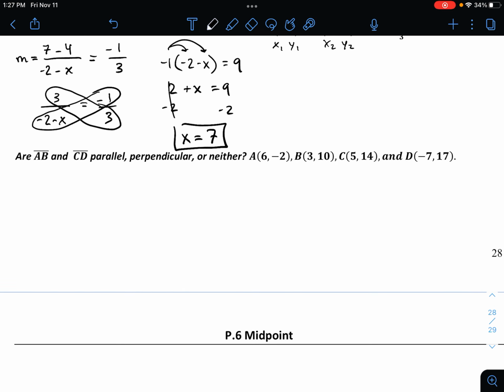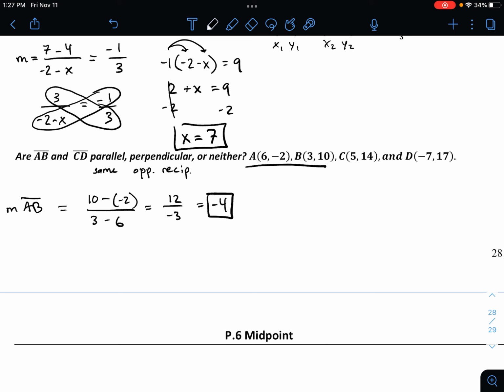All right, the last one, we're asking if AB and CD are parallel, perpendicular, or neither. So I know that if they're parallel, they're going to have the same slope. If they're perpendicular, they're going to have opposite reciprocal slopes. And if they're neither, then they're just not going to have any special relationship. So if I look at AB, that's these first 2 points right here, I'm going to look at the slope. So the slope of AB is 10 minus negative 2 over 3 minus 6. So this would give me 12 over negative 3, which is a slope of negative 4. So between A and B, that slope's going to be negative 4.